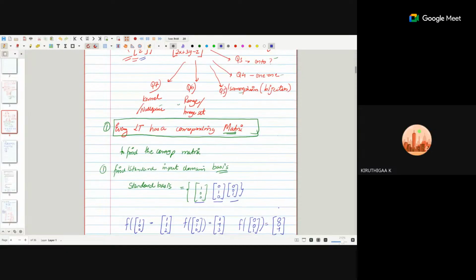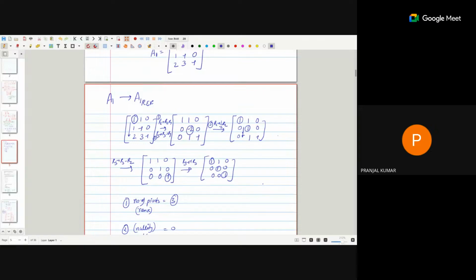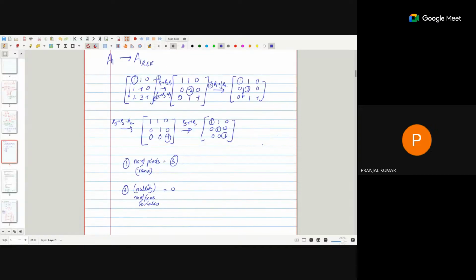Sir, can you tell the definition of pivot? What is pivot? Okay, so a pivot is the first non-zero element in a row, given that your matrix is in row echelon form.